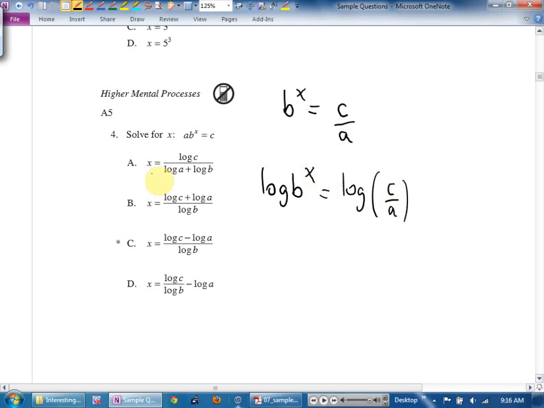I'm also glancing at my answers. Hopefully when you glanced at the answers, you would also say at one point, oh yeah, they split this apart. What's dividing inside a log the same as outside a log? Subtracting. I can write this as x log b equals the log of c minus the log of a. And how would I get the x by itself? Divide. There it is. Okay.